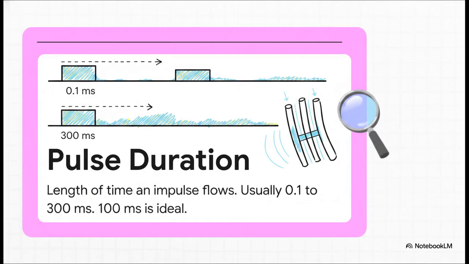Now, to really understand these waveforms, we need to define a few key parameters. The first one is pulse duration, or the on time. This is simply how long the current is actively flowing into the tissue during a single burst. It can range anywhere from a tiny 0.1 milliseconds all the way up to 300 milliseconds. But for denervated muscles, 100 milliseconds is generally your ideal standard minimum, though sometimes we'll push it all the way up to 300 or even 600 milliseconds if we really need to recruit more fibers for a stronger contraction.